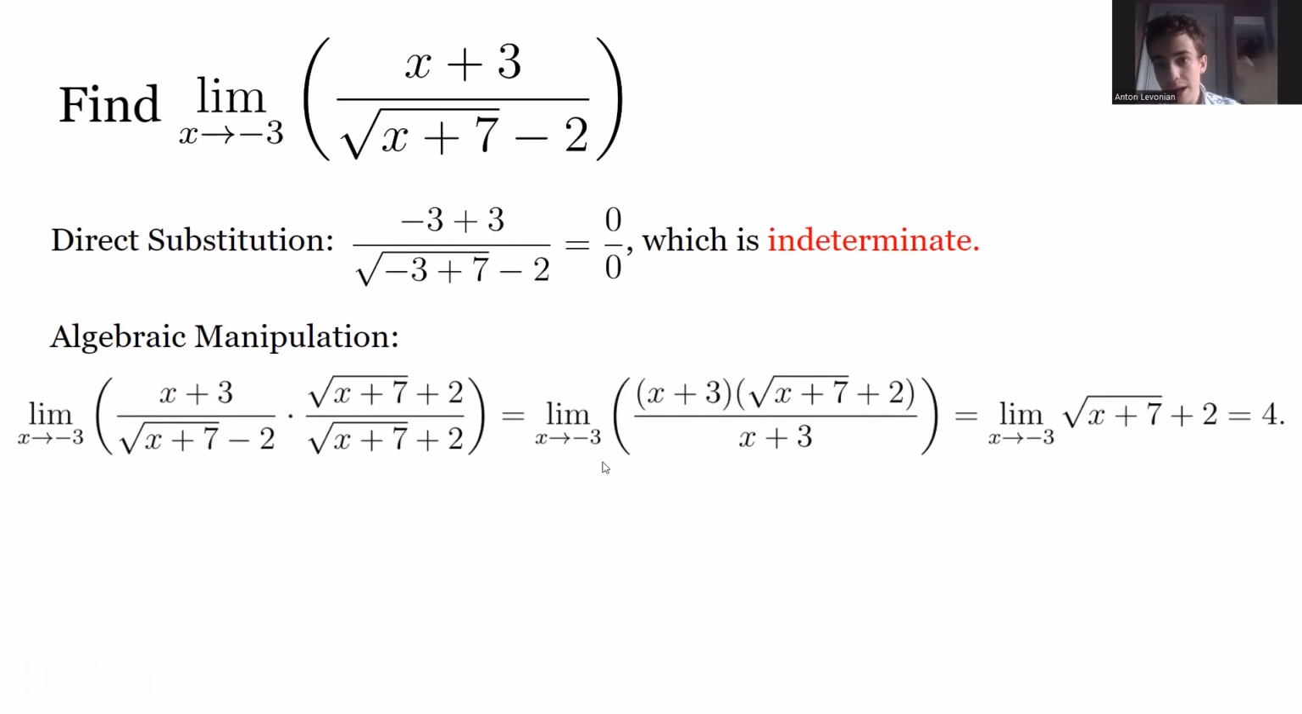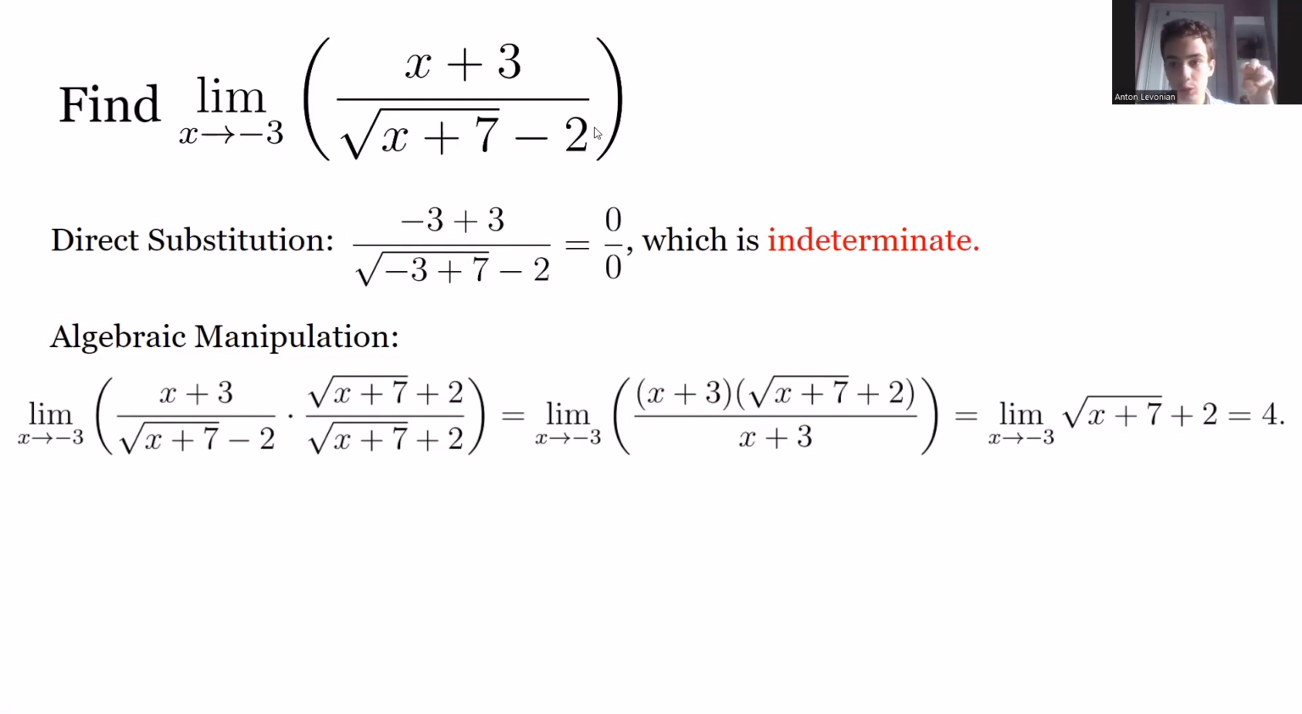But for any value x, even if it's really close to -3 but not equal to -3, they can cancel. And so here we just get this value, and here we use direct substitution to get a limit of 4. By the way, multiplying out the conjugate is not just useful for getting radicals out of the denominator.